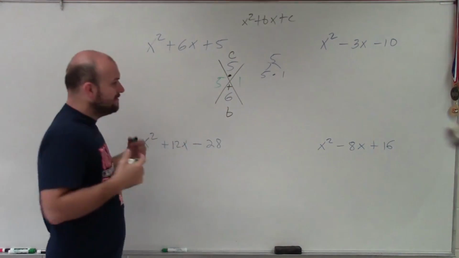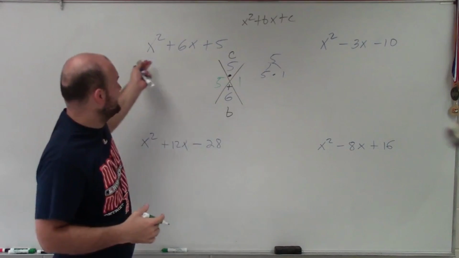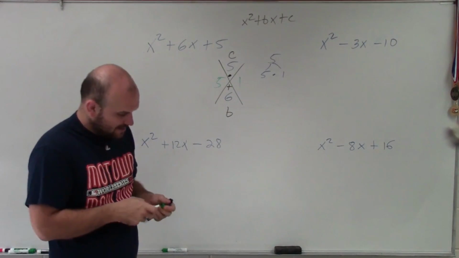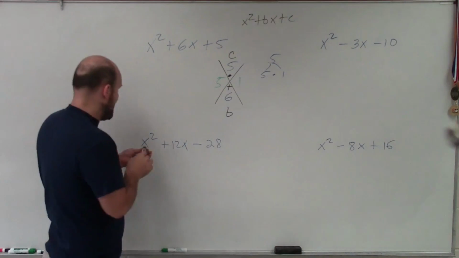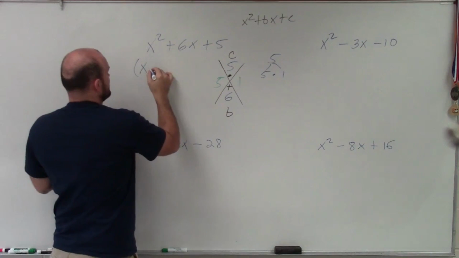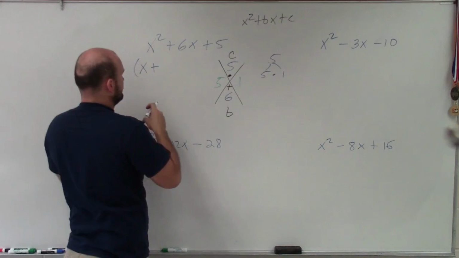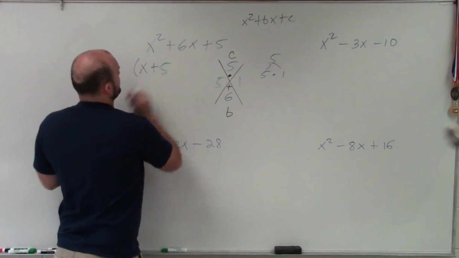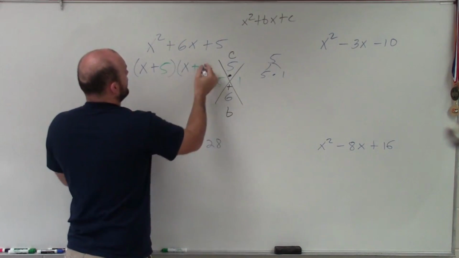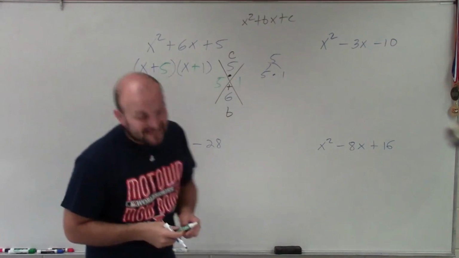Now, again, 5 times 1 is not going to give us this whole expression, right? So I need to write it as a product of its factors. So by factoring this, what I will obtain looks like this: x plus 5 times x plus 1. And basically, ladies and gentlemen, it's kind of as simple as that.